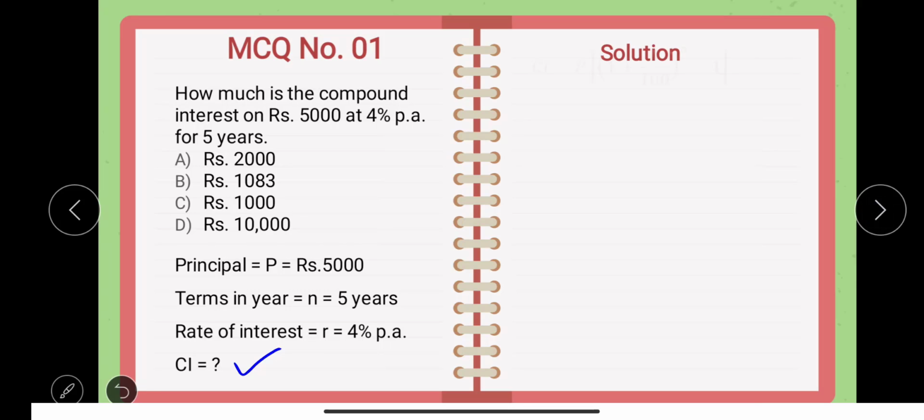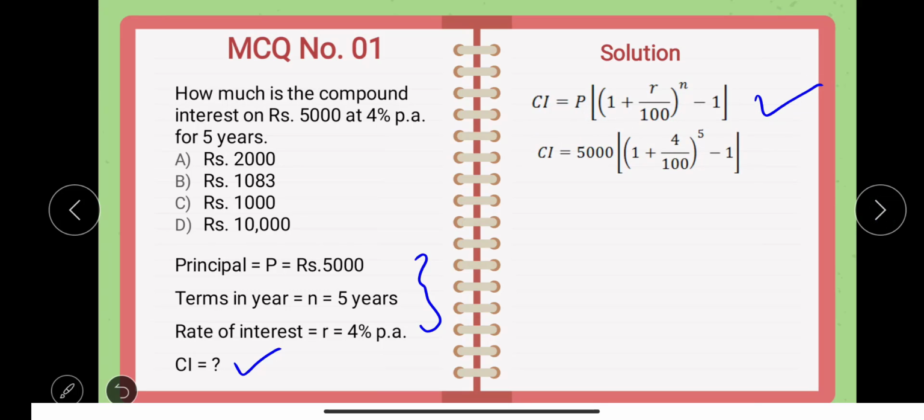Compound interest is equal to P into bracket 1 plus R upon 100 bracket raised to N minus 1. So put these values in this formula. It will be 5000 multiplied by 1 plus 4 upon 100 bracket raised to 5 minus 1. This example is given for compound interest compounded yearly. If no additional information is given, we can consider it as compound interest compounded yearly.